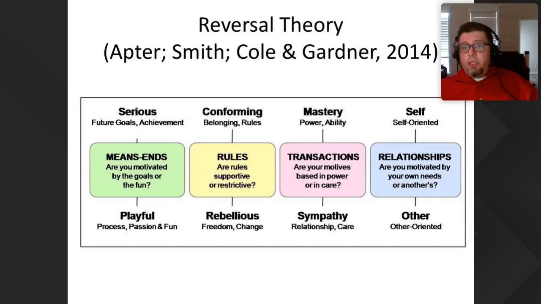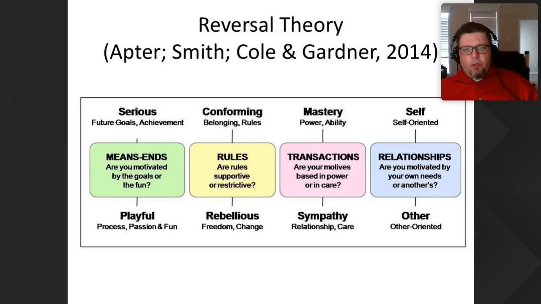Is it about being in control and having ability and mastery over something? Or is it about sympathy, relationships, and care? And then finally, relationships. Are you motivated by your own needs, self-oriented, or on others? What they propose is that these are like two sides of a coin, and at any one time, a person lives in these sorts of states.